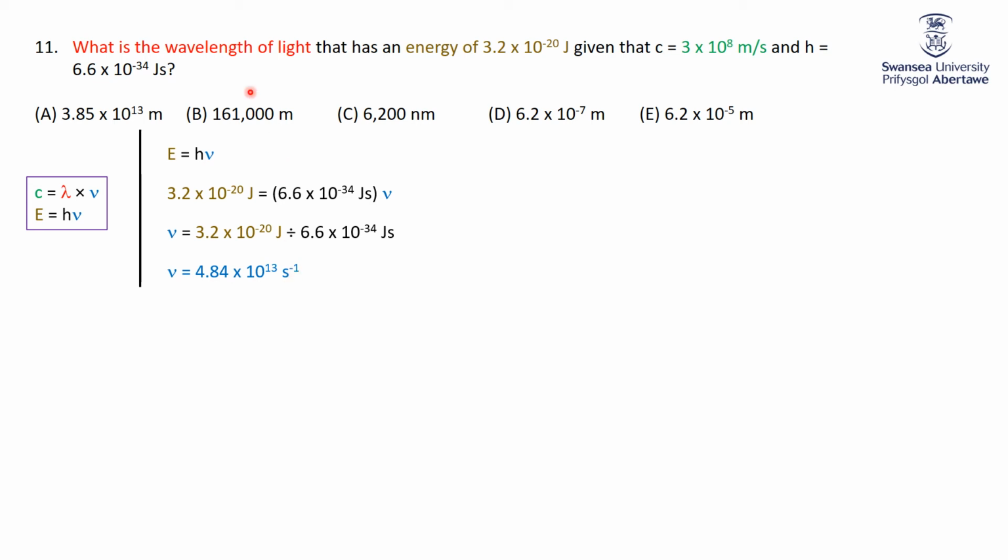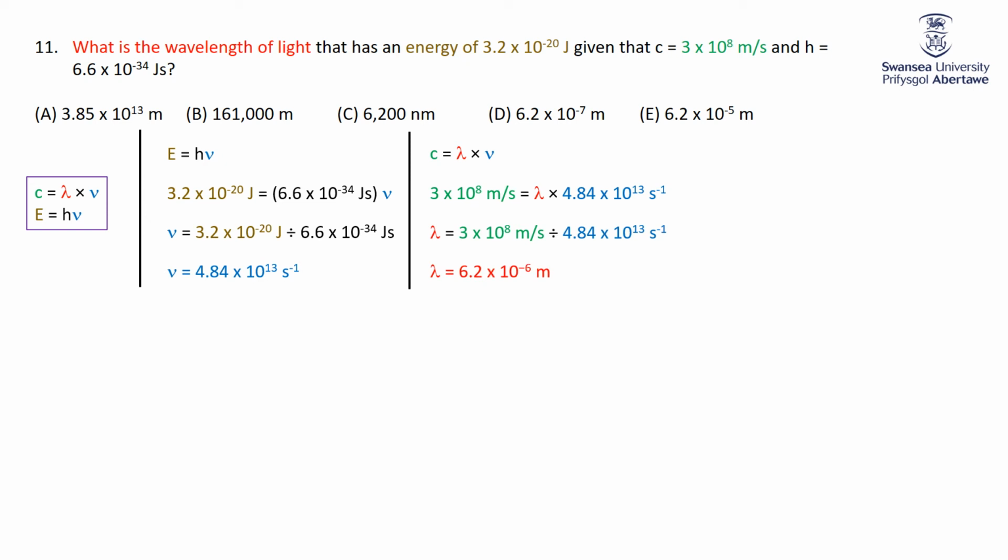But we didn't want the frequency, we wanted the wavelength. Well, that's all right, because once we have the frequency, we can use this relationship here to give us the wavelength. C, 3 times 10 to the 8 meters per second. Lambda we don't know. Frequency we've just worked out, 4.84 times 10 to the 13 per second. Pop all that in, and we get that lambda is 6.2 times 10 to the minus 6 meters.